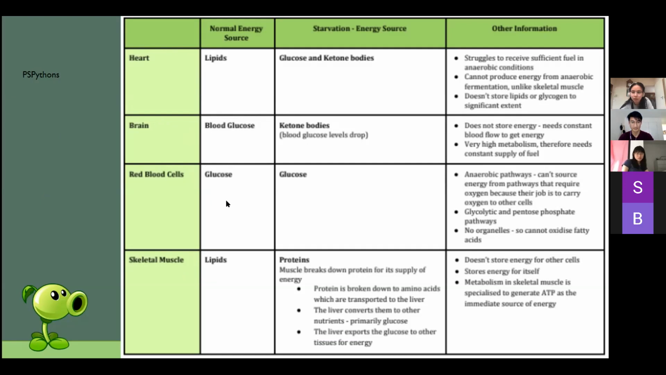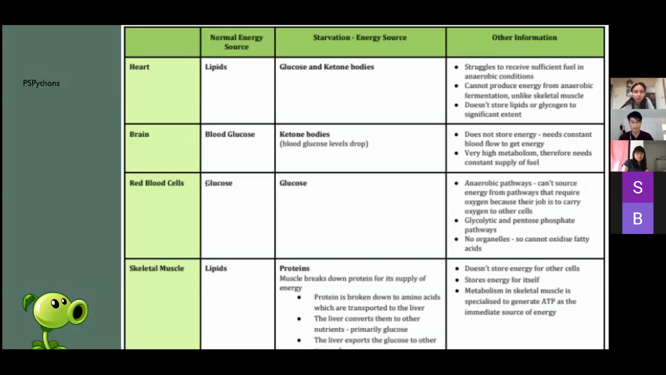One more important thing to remember is red blood cells. They use glucose as a source of energy. This is important to remember because in exam questions, they might ask you if red blood cells have a high or a low utilization of glucose.